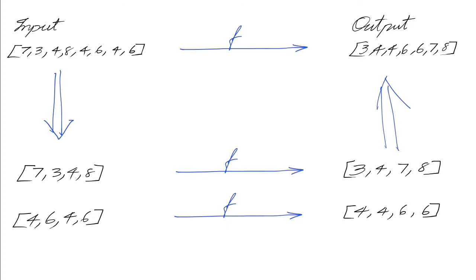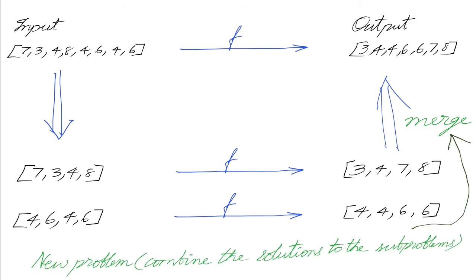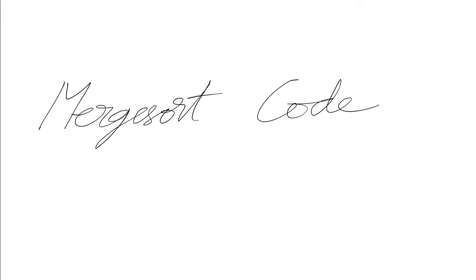In the combine step, we need to merge these two lists together to get the final output. This is a new problem. We had to combine the solutions to the subproblems. Let's now look at the merge sort code.